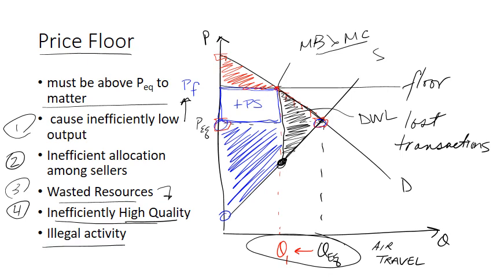Lastly, whenever there's a minimum price or a maximum price in place, there's the potential for illegal activity. Mostly because you haven't changed the fact that there were suppliers who were willing to produce at these lower prices. And there were obviously folks who would be happy to pay lower prices. So just because you've made it illegal doesn't mean you've changed the fact that people would have willingly engaged in those transactions.